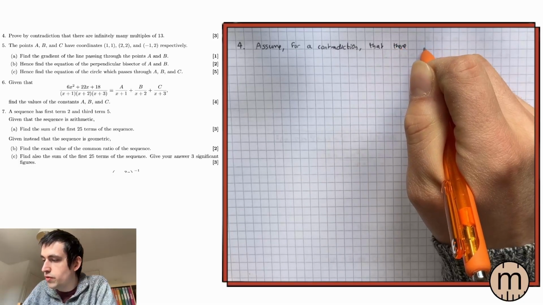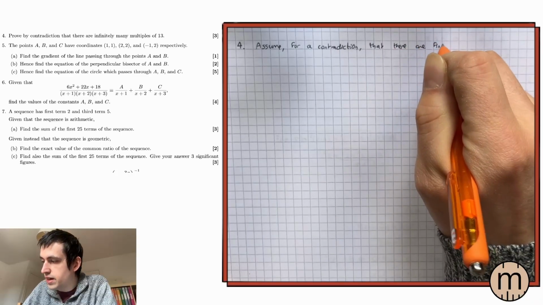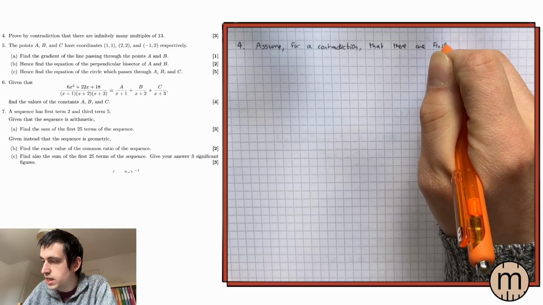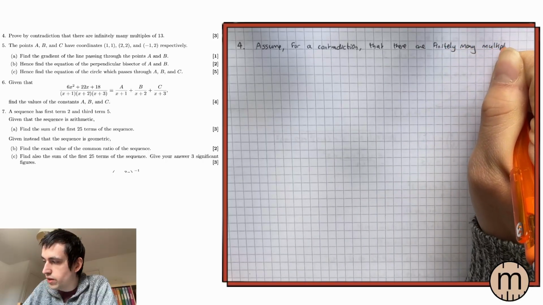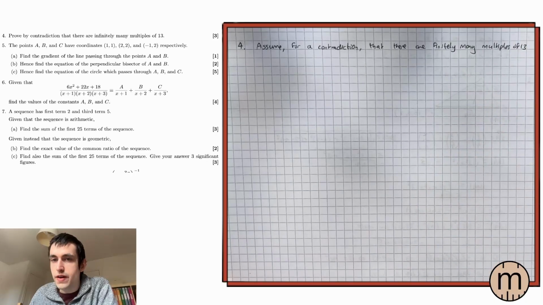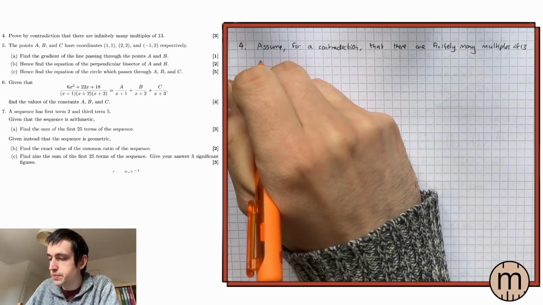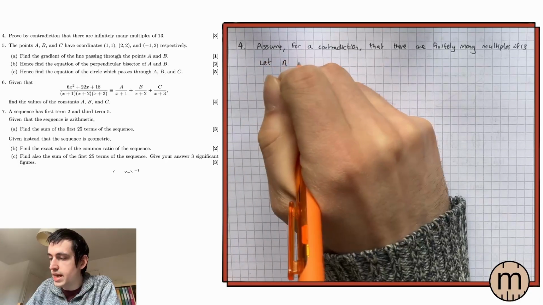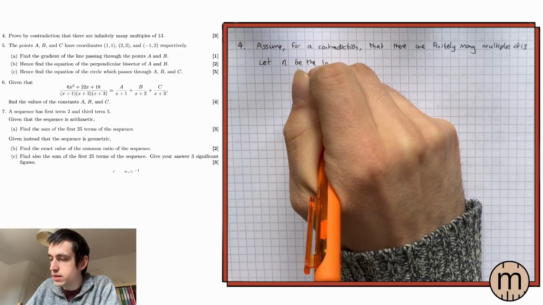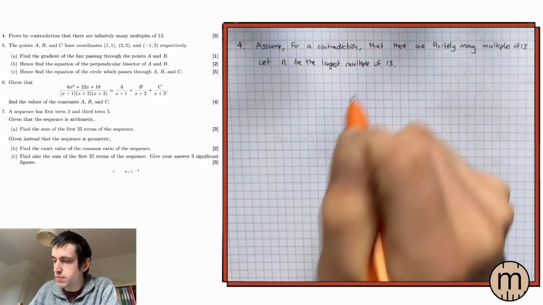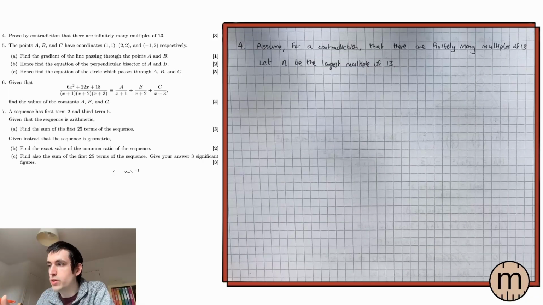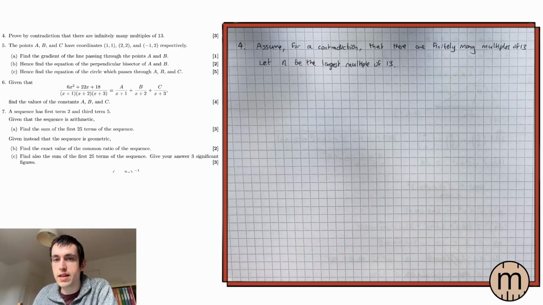So assume for a contradiction that there are finitely many multiples of 13. If there are finitely many multiples of 13, then surely at some point there is a biggest one. So we can say let n be the largest multiple of 13. Because there's a finite list, you could put them in order and you could say, well, take the one at the very end. That's the largest one. We're going to call that n.